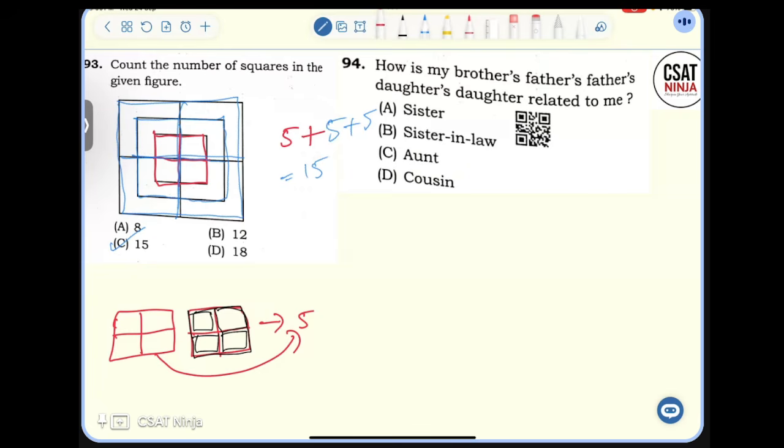Clear with this? If you haven't followed me with this one, please go back and review a video on figure counting. I've discussed it in detail there.